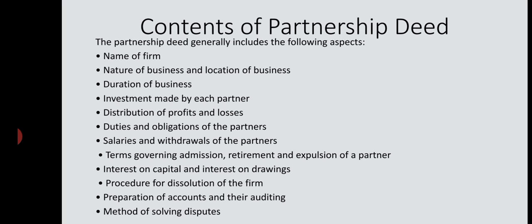Distribution of profit and losses: how they are going to distribute the profits as well as losses, the proportion or the ratio, they need to mention here. They have to write the duties and obligations of each partner, then salaries and withdrawals of the partners. If any partner is working as an active partner, then how much salary he can withdraw from the firm, or any drawings, that is, any money withdrawn by the partner for personal use, that also can be mentioned.